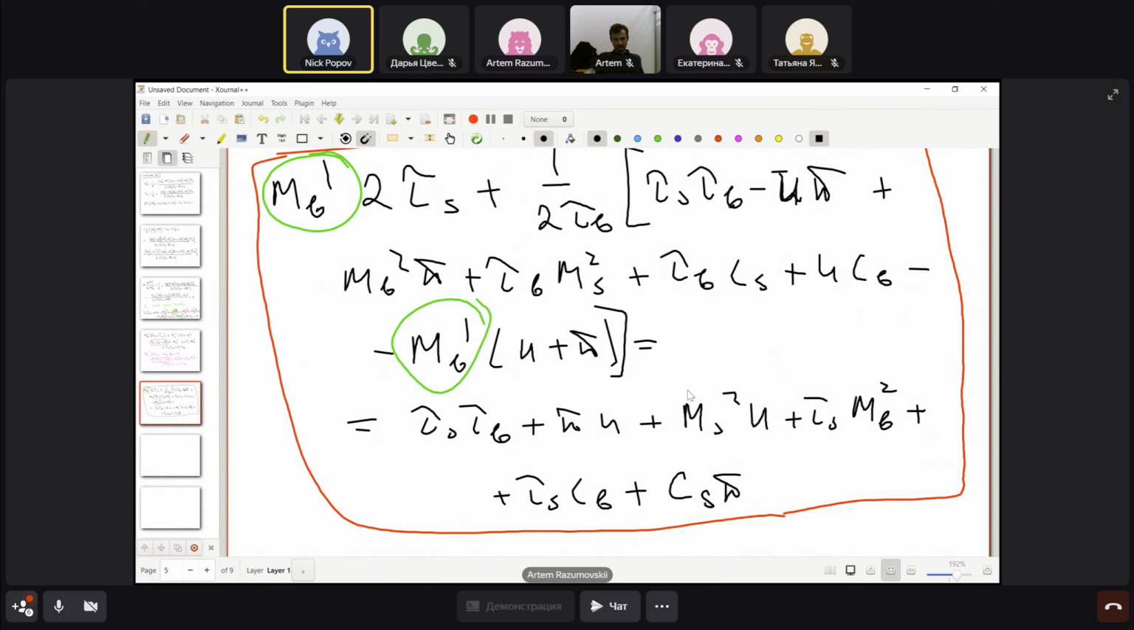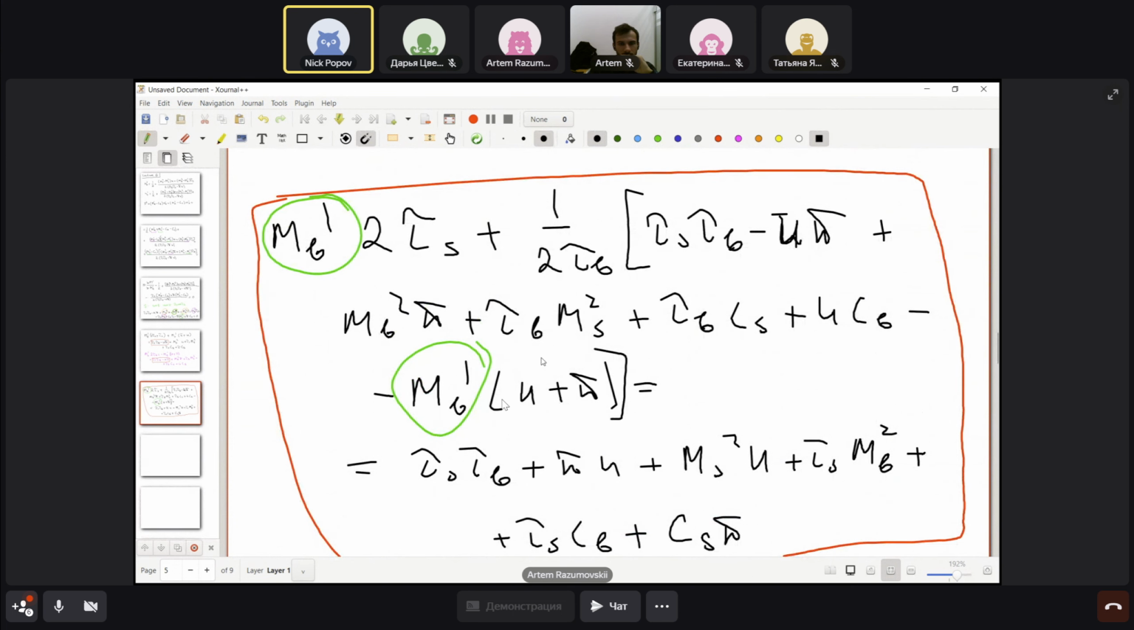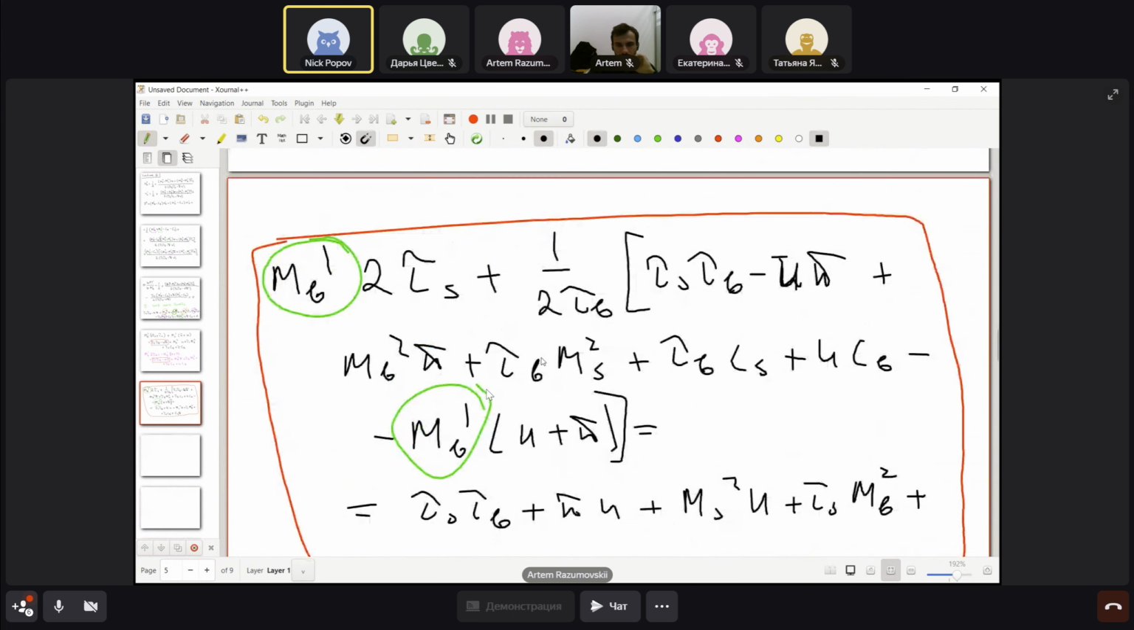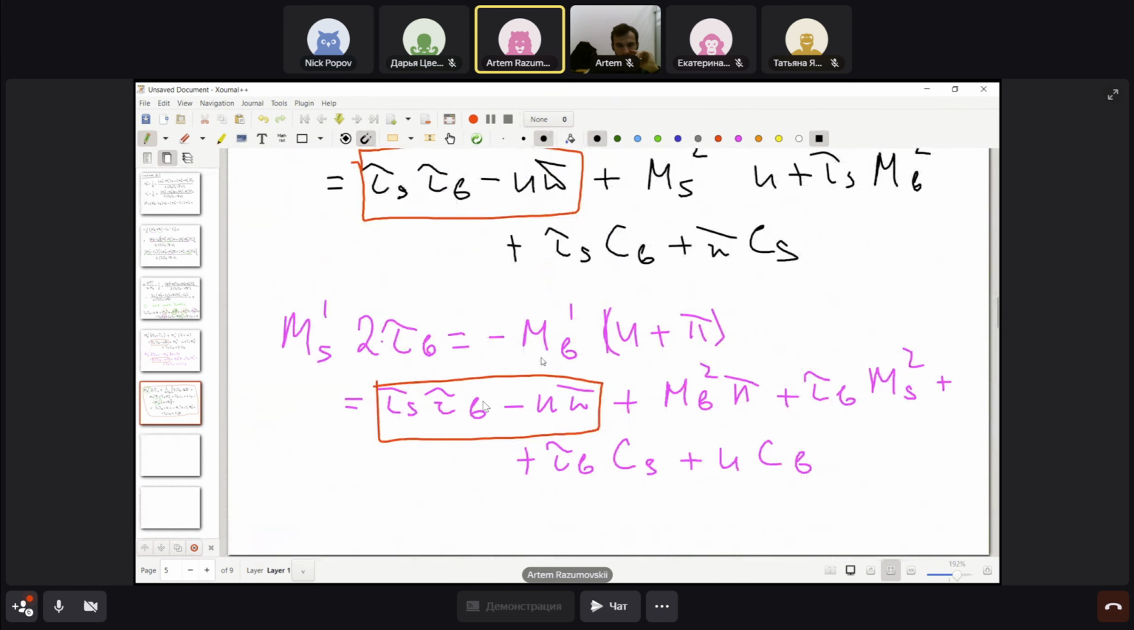Excuse me. I think yes. This bracket, and could you please show again where to look? Because I got a little bit confused. So this red equation, where did we get it from?